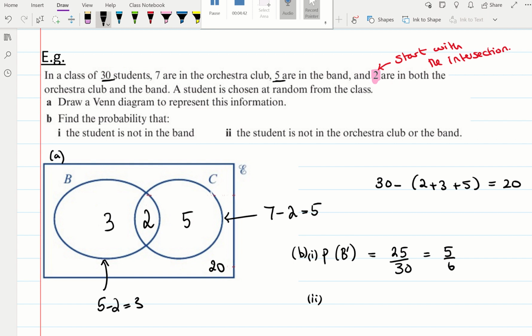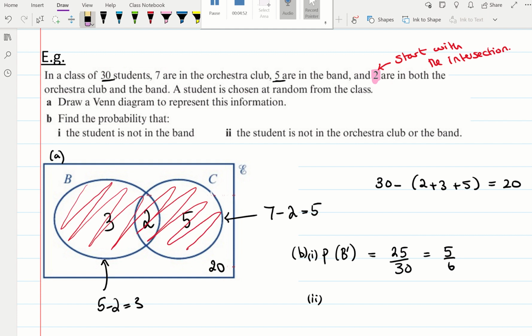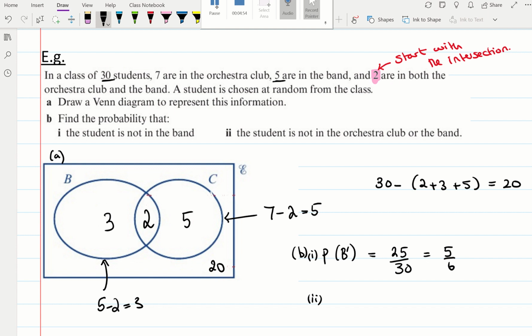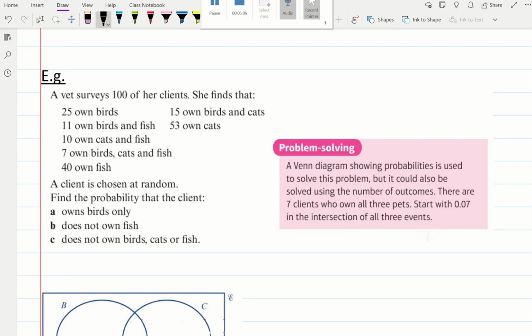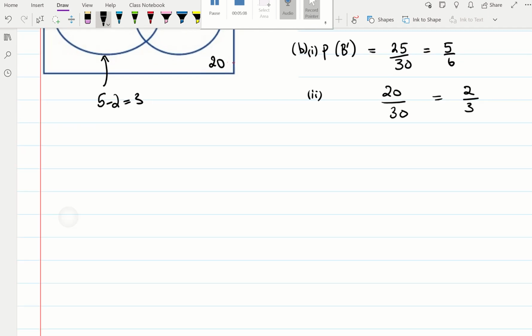The second question, a student is not in orchestra or in band. I don't want B and I don't want C. Not in orchestra, not in band. Well, that is 20 out of 30, and again, you can simplify, which is 2/3. The second question, let me just bring it up a little bit.